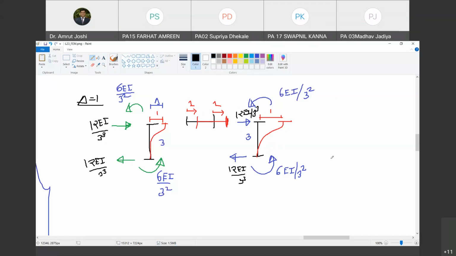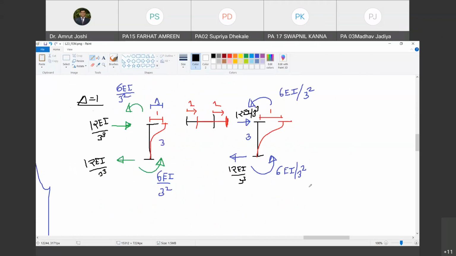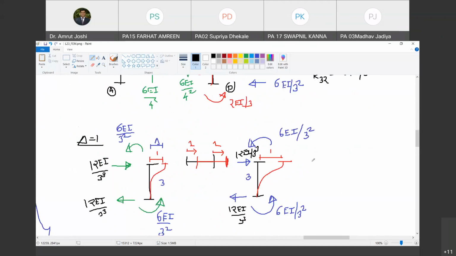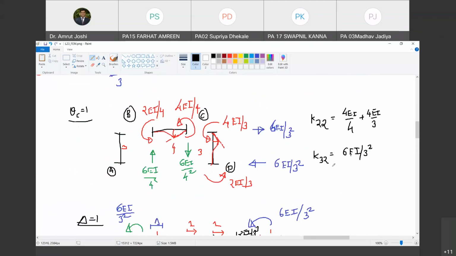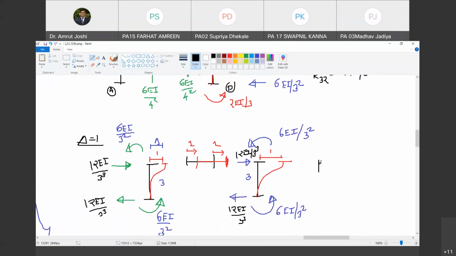Quickly, now what is K13? K31 has already been calculated. K13 must be equal to that. Do you agree with me? So, what is K23? K32 has already been evaluated here. So K23 must be equal to that. So here we are going to calculate only one thing, and that is K33.